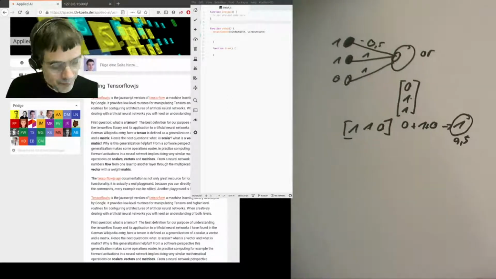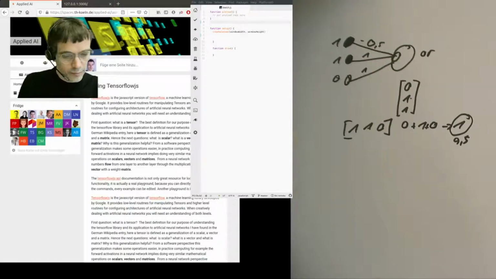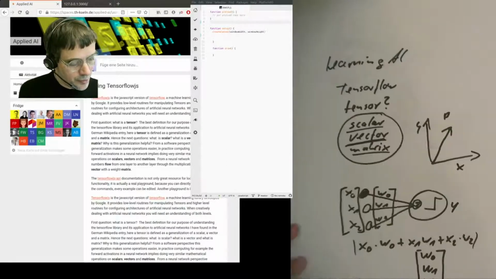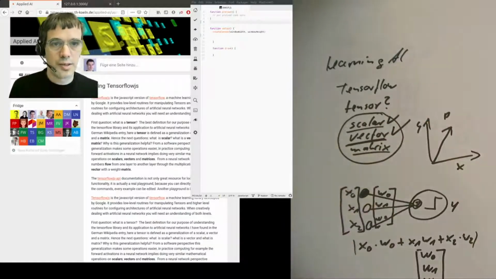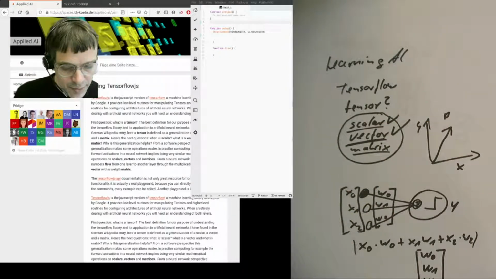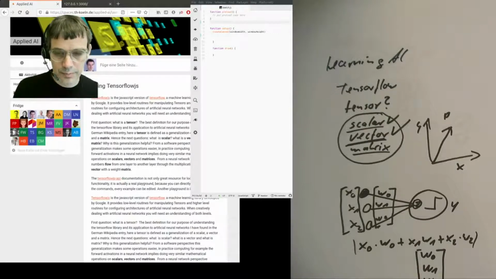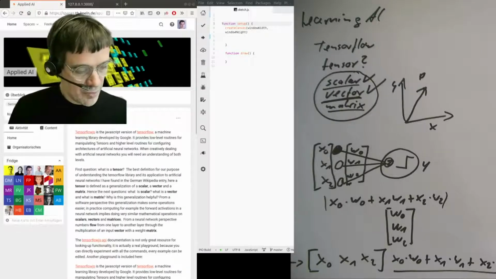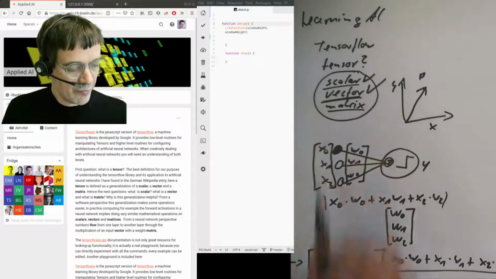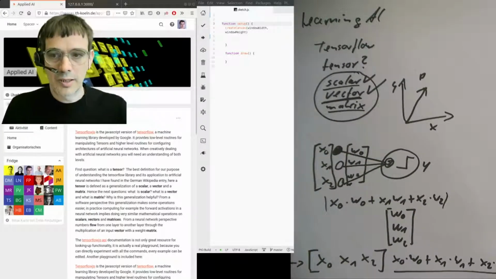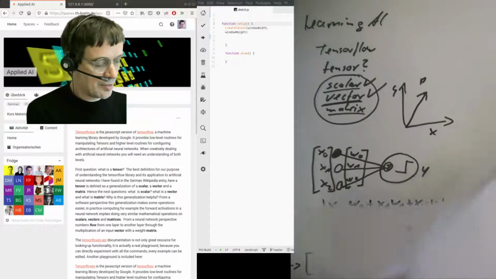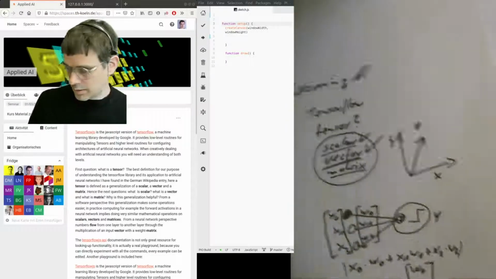So we have now explained this term and this term. And now it's time for me to have a little break. We continue in a minute. So we had seen what a scalar is and what a vector is. And now let's look at what a matrix is in this whole thing.